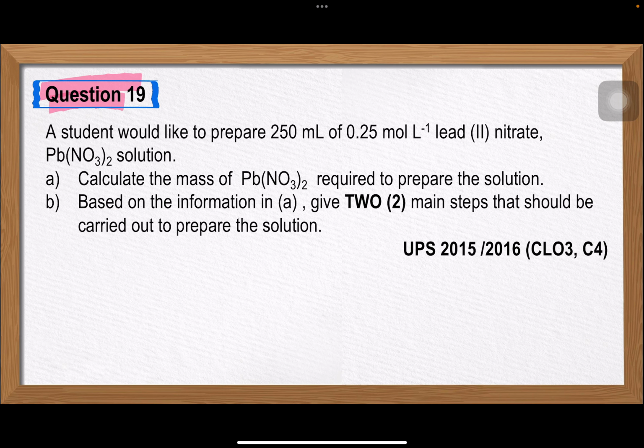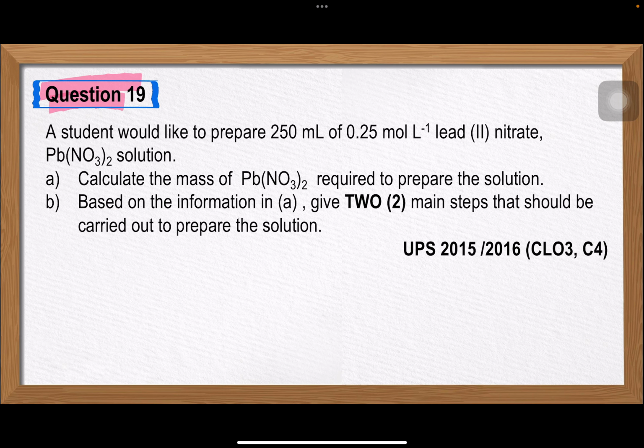Number 19. A student prepares 250 ml of 0.5 molar lead nitrate solution. Calculate the mass of plumbum nitrate required for this solution. Based on the information in A, give two main steps that should be carried out to prepare the solution.